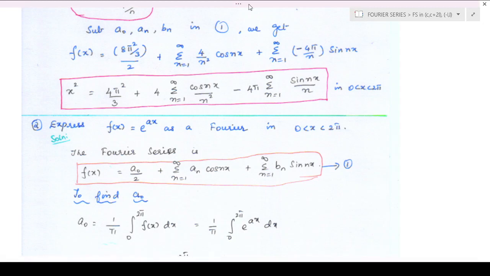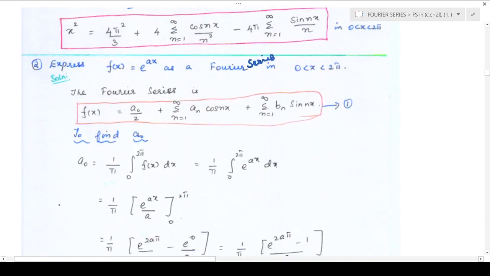Now what you are doing is, you express it as a Fourier series in 0 to 2 pi. So in 0 to 2 pi, your f of x is this. Your required Fourier series is this: a naught by 2 plus summation n equal to 1 to infinity a n cos n x plus summation n equal to 1 to infinity b n sin n x. You have to find your a naught. A naught is 1 by pi integral 0 to 2 pi f of x dx.